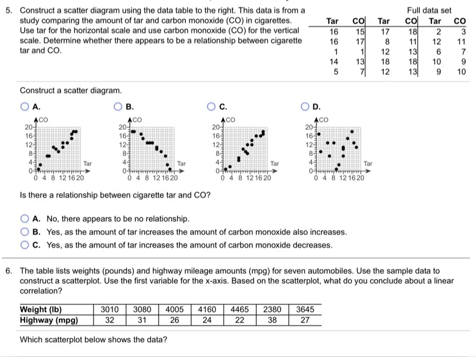Where are we at? Did we do that? Is this a different one? Yeah. Scatter diagram, paired data table to the right. Data is from a study comparing the amount of tar and carbon monoxide in cigarettes. Use tar for the horizontal, so put tar on the x-axis, and carbon monoxide on the y-axis. Determine whether there appears to be a relation between cigarette tar and carbon monoxide.